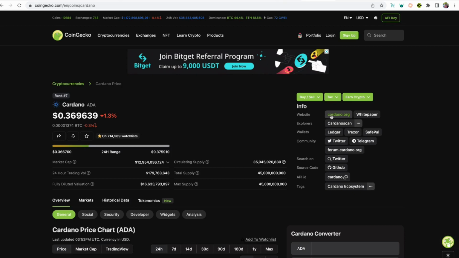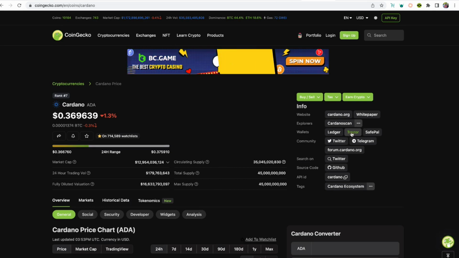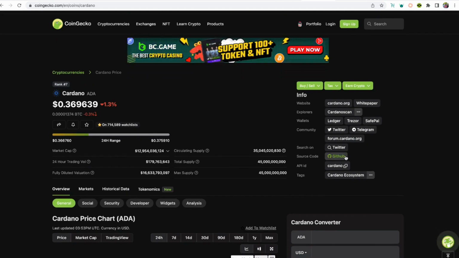Like the website, the white paper. You can check out Cardano Scan, which is a fantastic resource for seeing on-chain transaction history. You can find a few wallets, Ledger, Trezor. I don't use these wallets, but it does offer them. And then you can get plugged right into their community on Twitter, Telegram. Here is a forum where you can learn more. GitHub, you can look at their GitHub. You can check out Cardano ecosystem as a hashtag.